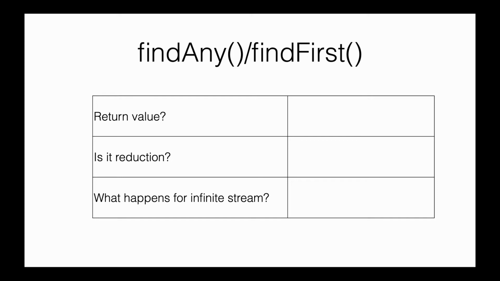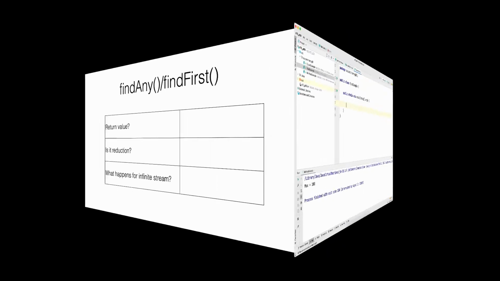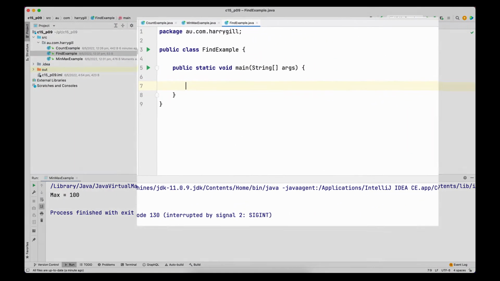The next terminal operations that we will look into are findAny and findFirst. findAny will find any one of the elements in the stream and return it. findFirst will find the very first element of the stream and return it. Now let's jump into IntelliJ and see an example.